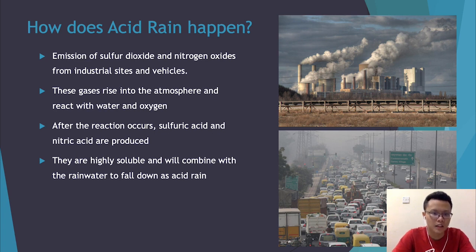Let's see in the photos that I have provided here. We can see a lot of smoke coming out of the chimneys here, and also gases being released by the exhausts of vehicles. The vehicles release a ton of sulfur dioxide and also nitrogen oxides such as NO and NO2.